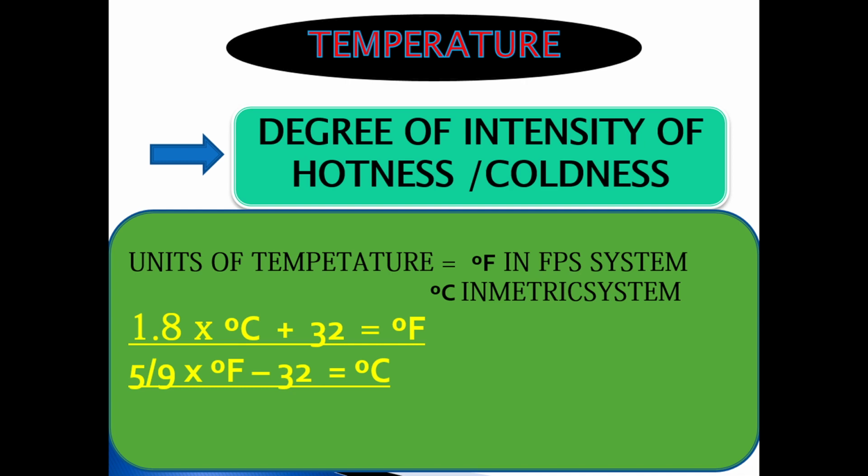And the conversion of this temperature from degree centigrade to degree Fahrenheit is given here: 1.8 into degree centigrade value plus 32 equals degree Fahrenheit value. 5/9 into degree Fahrenheit value minus 32 is degree Celsius value.